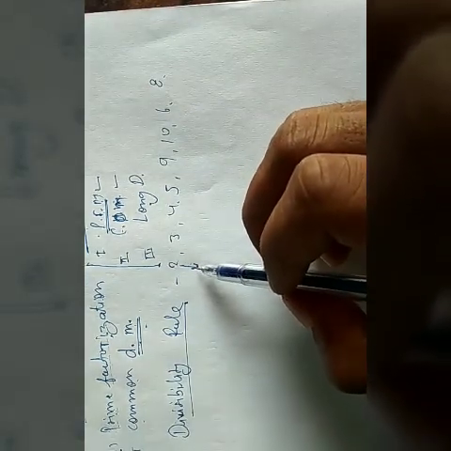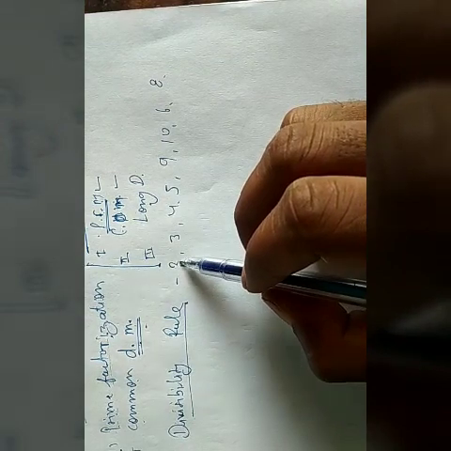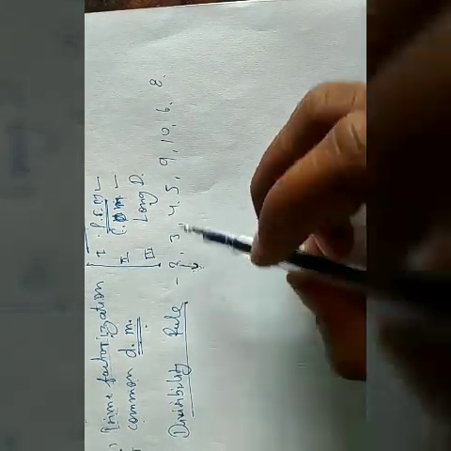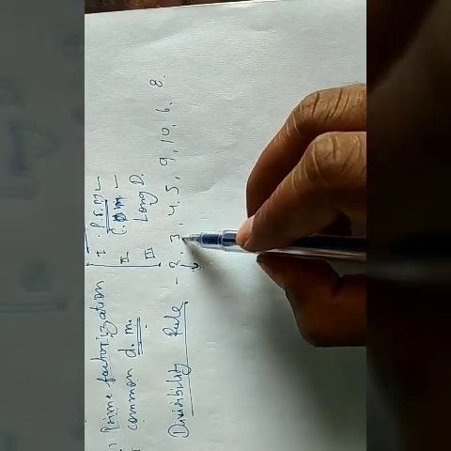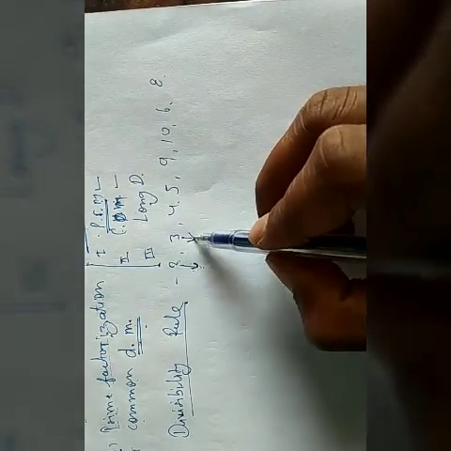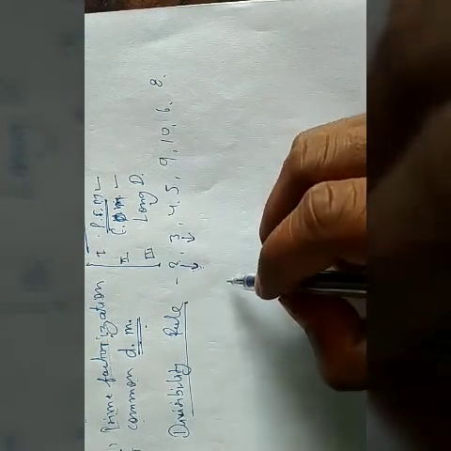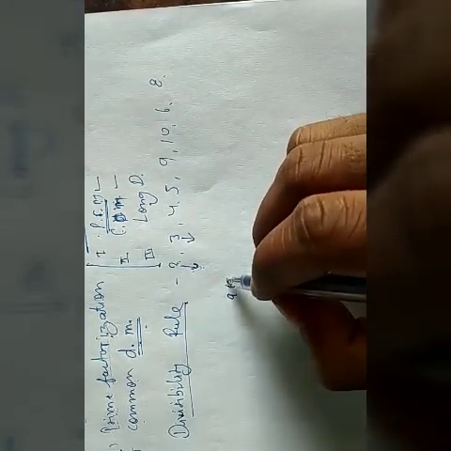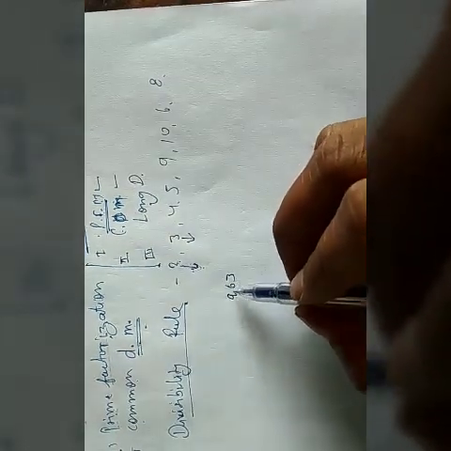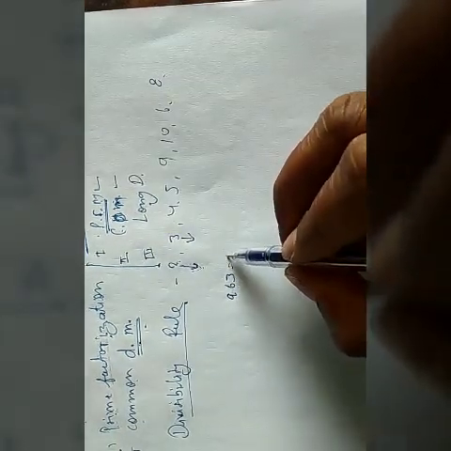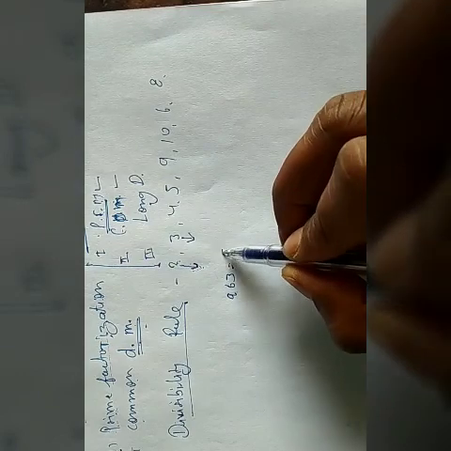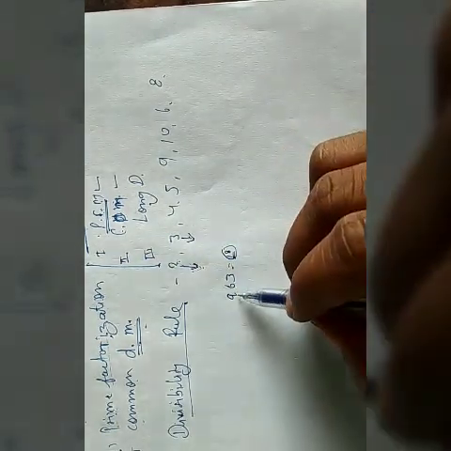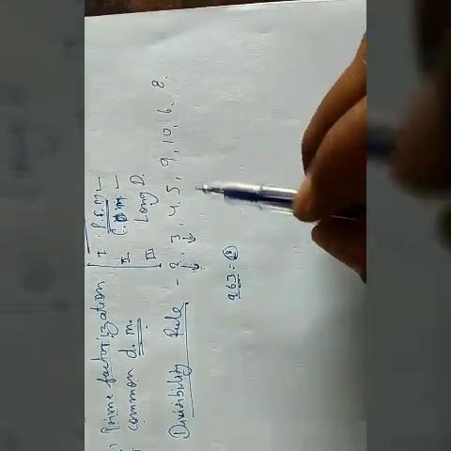Divisibility rule of 2 tells all the even numbers are divisible by 2. Divisibility rule of 3 tells if the sum of digits of the number, suppose that this is 9, 6 and 3. Sum of digits means 9, 6, 15 and 3, 18. This sum of digits is 18. If the sum of digits of the number is divisible by 3, then the number will be divisible by 3.